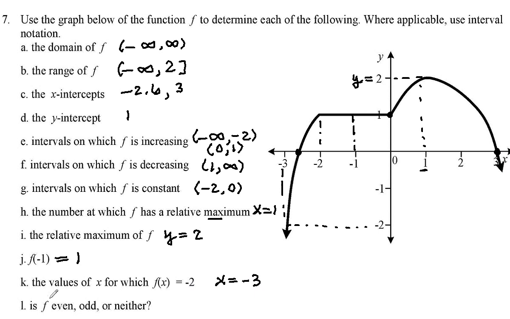And then is f even, odd, or neither? Well, this does not have left-right symmetry, no y-axis symmetry. It's not a reflection over the y-axis, and it's also not rotational symmetry around the origin. So this is neither.